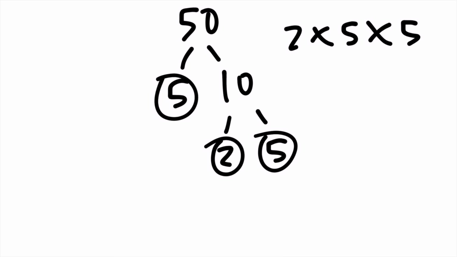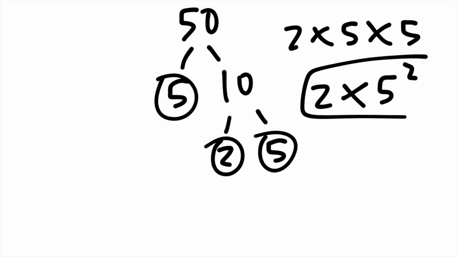Just a side note here, I like to write the numbers in order from least to greatest. So 2 times 5 times 5 instead of something like 5 times 2 times 5. I just like to keep it in a nice clean order. And again, if you want to write this using exponents, you can do 2 times 5 to the second power. And again, either way is correct.